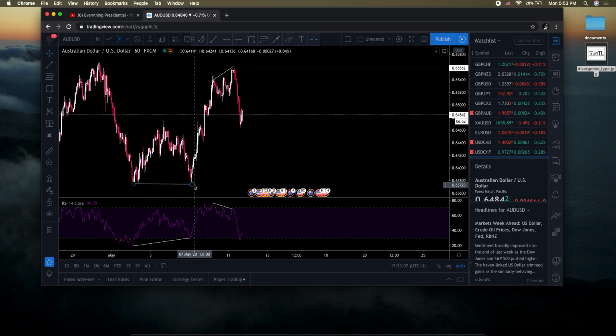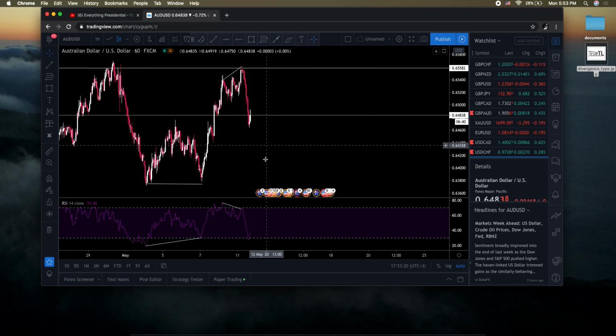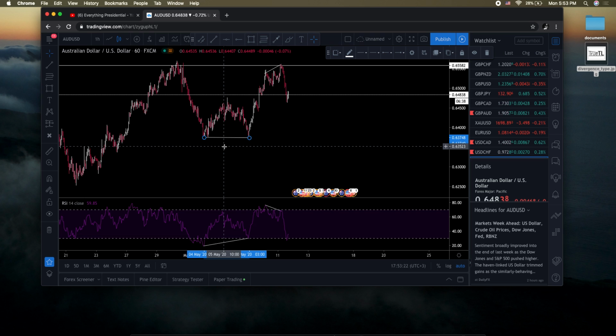So if you enter, for example, over here on the support, as you can see, equal lows are being made on a support. So if you entered here or here on the support, you could have made more than 150 pips. But I'm going to talk about the trade that I took.